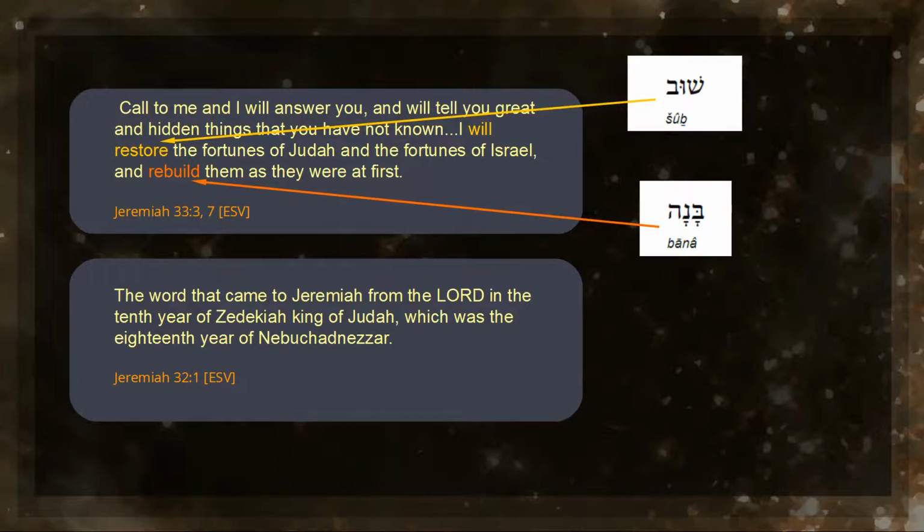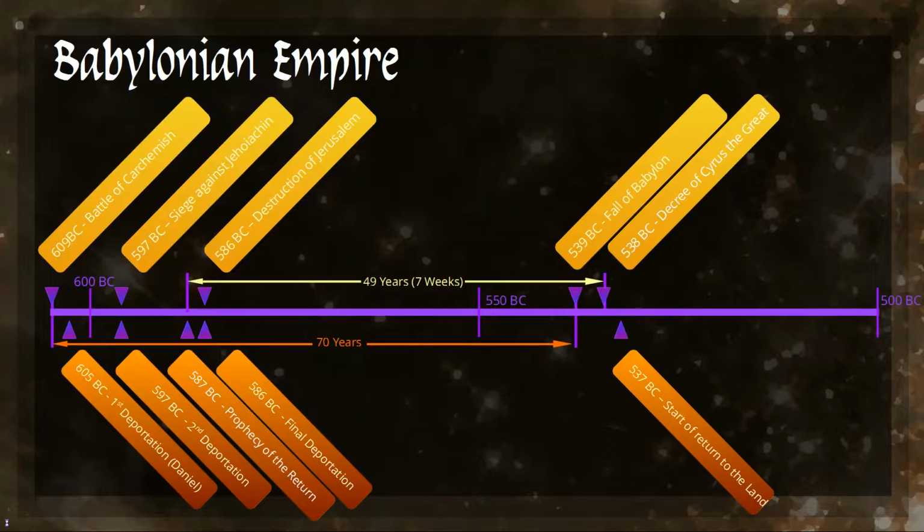Daniel would have been able to seek this prophecy out in the writings of Jeremiah, and Jeremiah includes a specific date when this happened. Actually, he includes two dates, just so that there is no doubt of when it was. Jeremiah 32, verse 1, states that this happened in the 10th year of Zedekiah, king of Judah, which was the 18th year of Nebuchadnezzar.